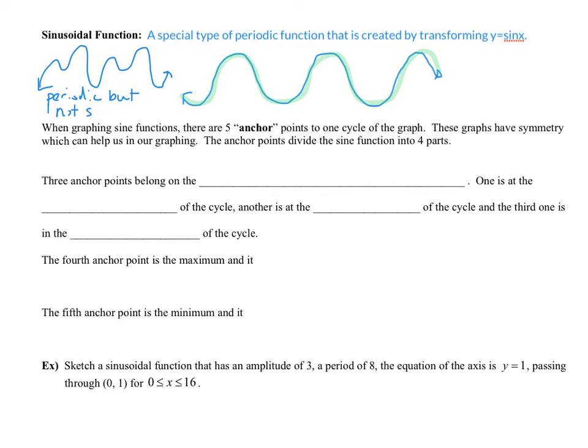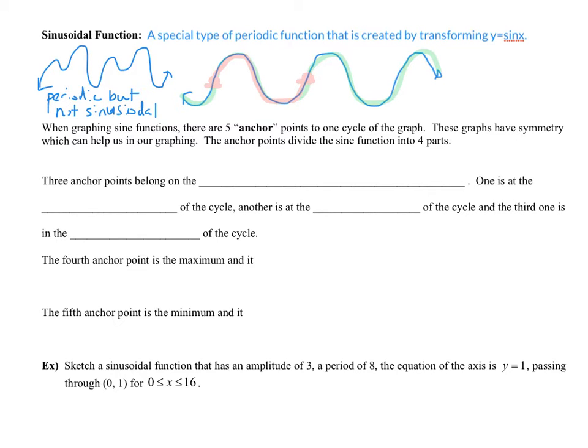All right, now the 5 anchor points we're going to look at are what we use in terms of graphing one cycle. So let's say one cycle starts here in the middle, goes up, down, and back to the middle. That is like from 0 to 360 when we graph y equals sine theta in degrees from 0 to 360, because that would be one full revolution, 360 degrees.